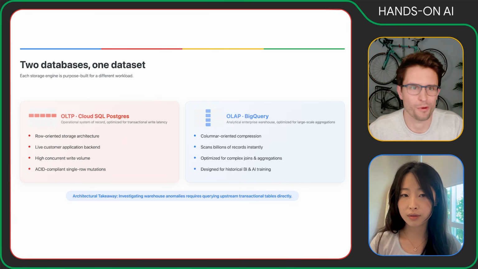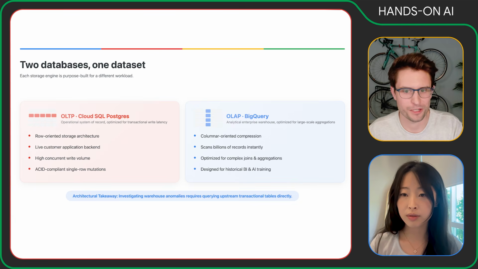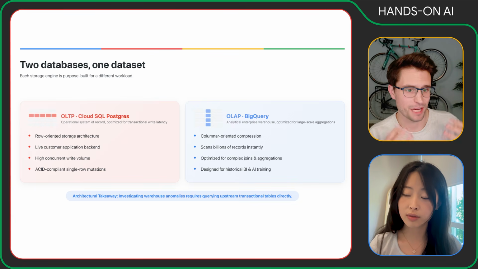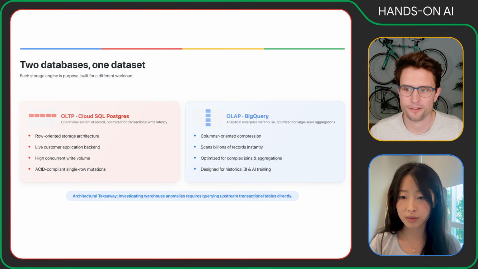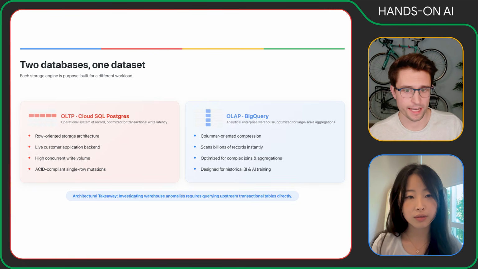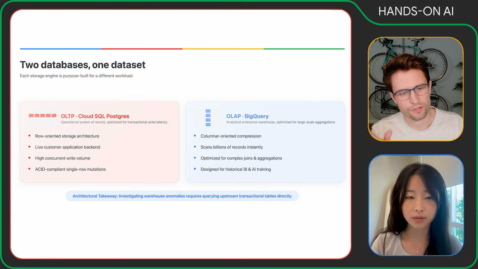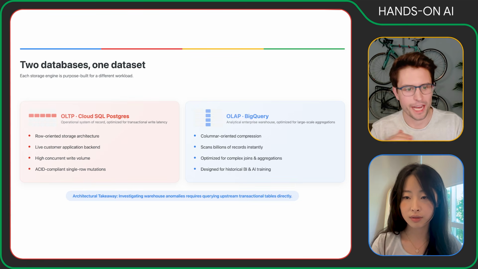And we want to update the address for a customer. And that's why we have the customers table in a transactional database in Cloud SQL. On the other side, we have an analytics database in BigQuery. And this is a columnar store. And what it's really good at is doing things like aggregations.